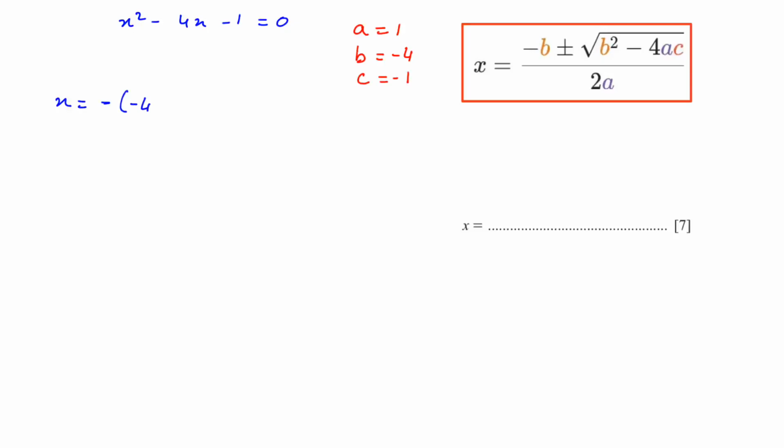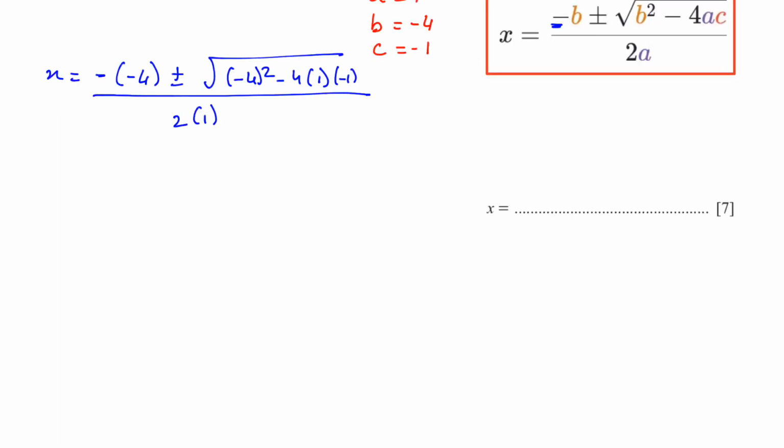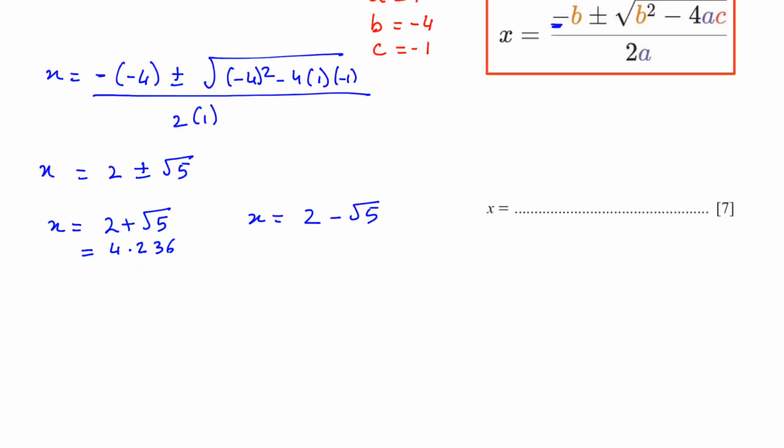So this negative is already there, and our b is negative. Put it in a bracket. Plus and minus square root. Negative 4 square minus 4. And we will get x is equal to 2 plus or minus square root 5. So therefore x is equal to 2 plus square root 5, or x is equal to 2 minus square root 5. Put this in the calculator, write it in a decimal form.